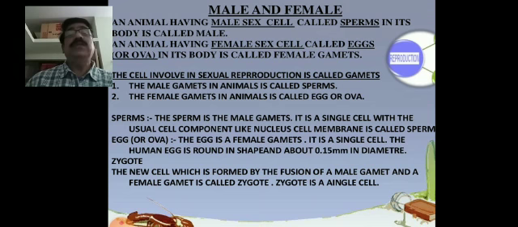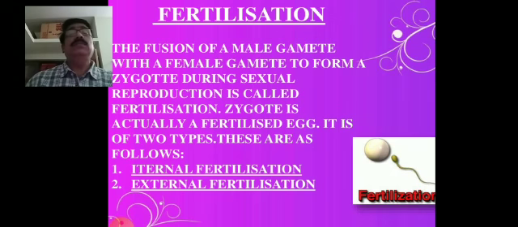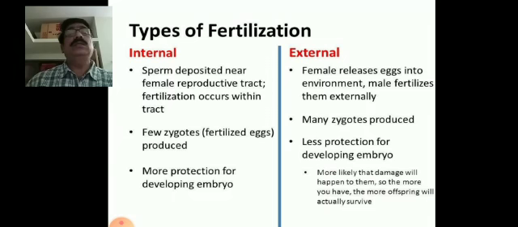This results in the formation of a zygote, when a new cell is formed by the fusion of the male and the female gamete. This zygote is a single cell. Now, after the fusion of the female and the male gamete, the zygote gets fertilized, and there are two types of fertilization. Let us see what is internal fertilization and external fertilization.